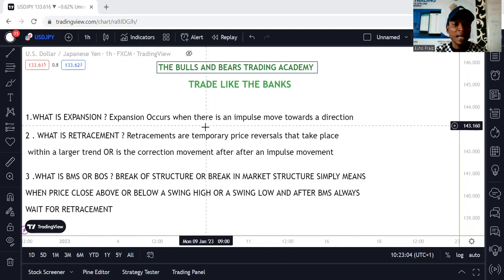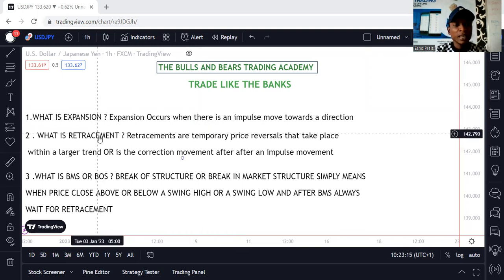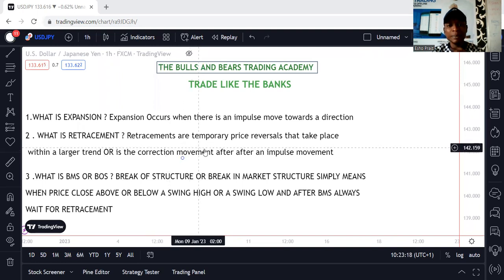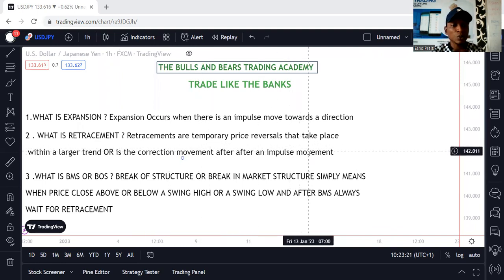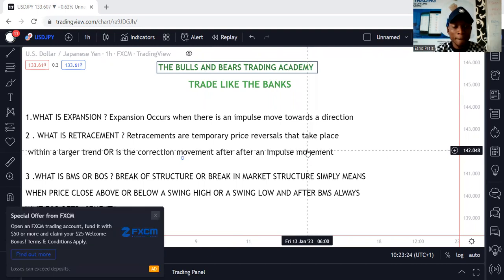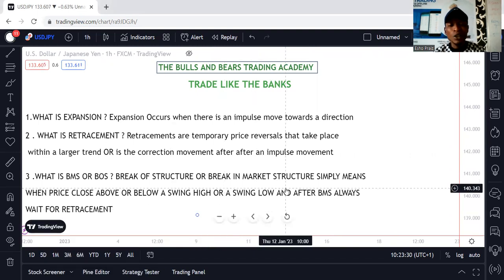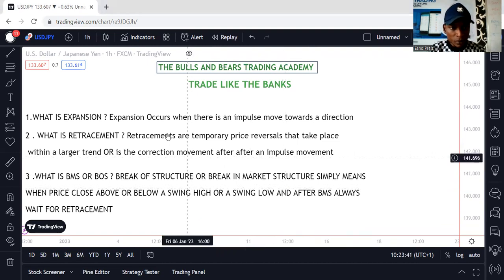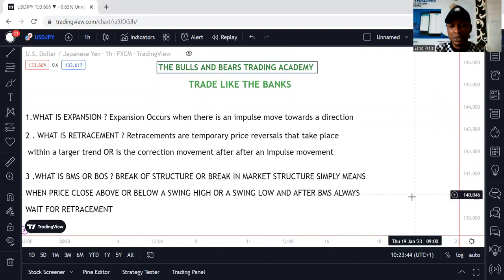So what they are just saying is that expansion occurs when there is an impulse move towards a direction, maybe uptrend or downtrend. So what is a retracement? A retracement is a temporary price reversal that takes place within a larger trend. You understand? Within a larger what? Trend. Or it is the correction movement after an impulse movement. You understand what I'm saying? So can we just treat expansion and retracement for now?